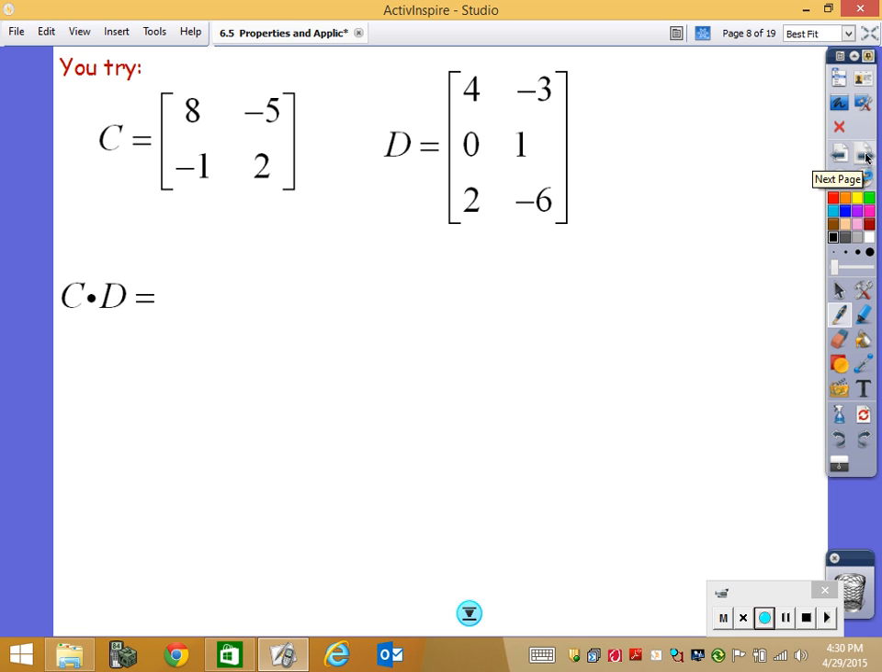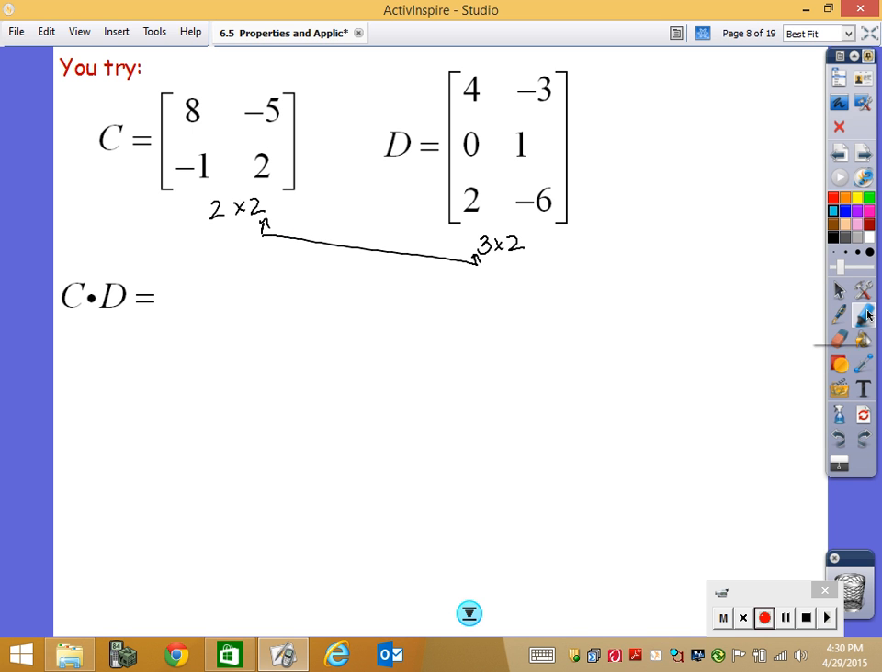Let's try one more. Matrix C: 8, negative 5, negative 1, 2. Matrix D: 4, 1, negative 3, 0, 2, negative 6. Matrix C is a 2 by 2. Matrix D is a 3 by 2. Do these dimensions match? No, they don't. So it should not work.